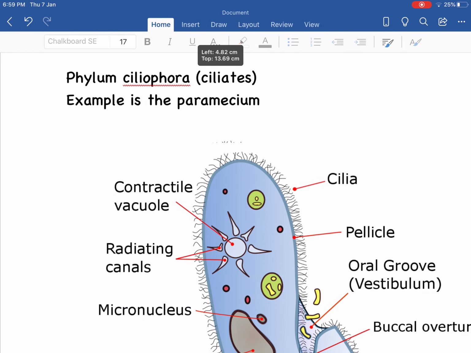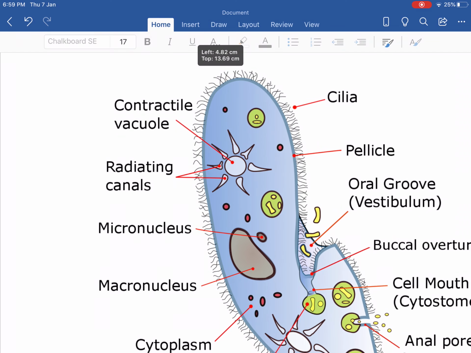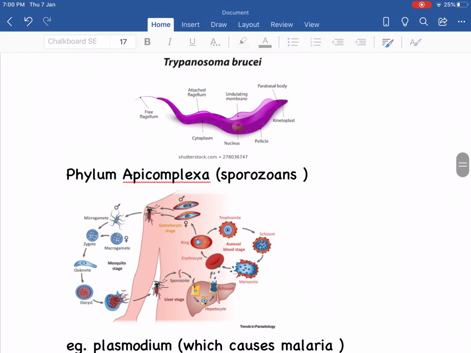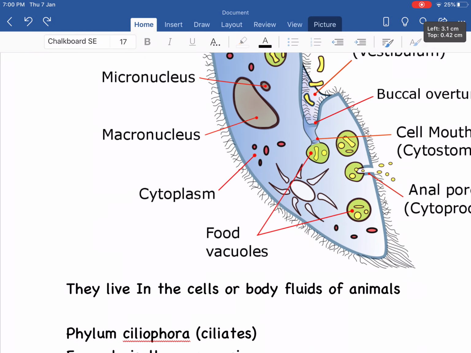Next, we have phylum Ciliophora, called the ciliates. An example is the Paramecium. They have cilia for locomotion, that's moving from place to place. And they also have two nuclei. As you can see, the Paramecium has a macronucleus, that's a big nucleus, and a micronucleus, that's a smaller nucleus.